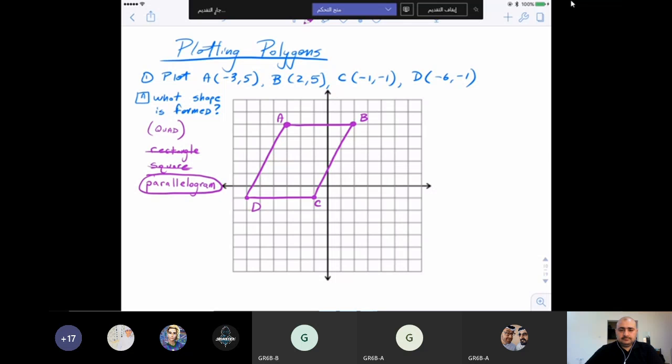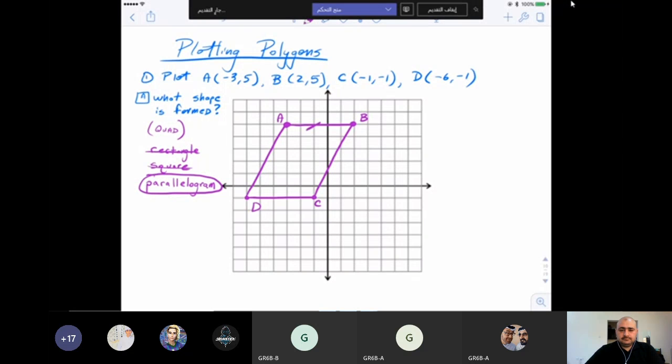And like we said earlier, we can't go any more specific with rectangles or squares. And it's not a rhombus either, because obviously we see that we don't have 4 congruent sides. It's pretty obvious that AD is bigger than AB. And it's also fairly obvious that we have 2 pairs of parallel sides.